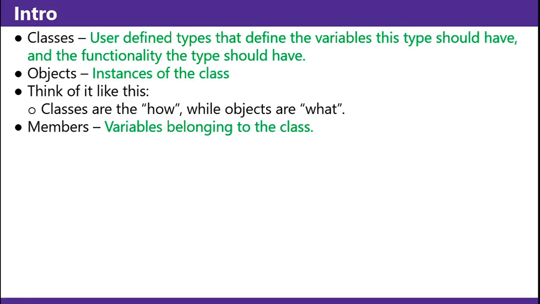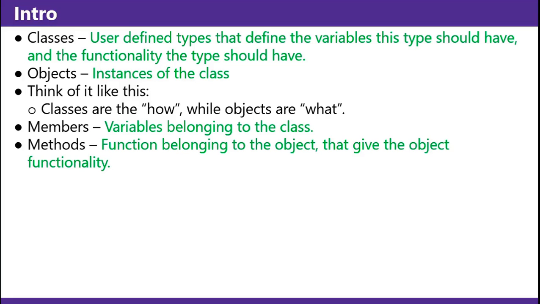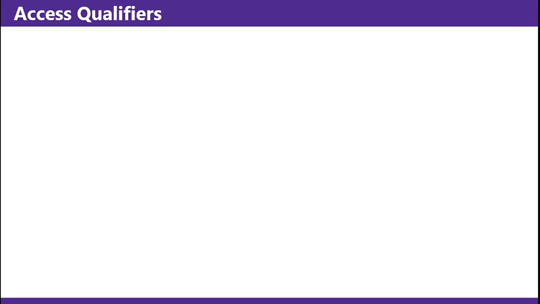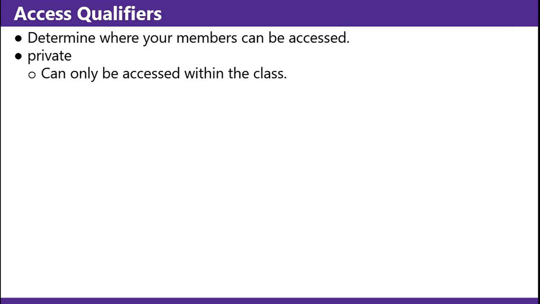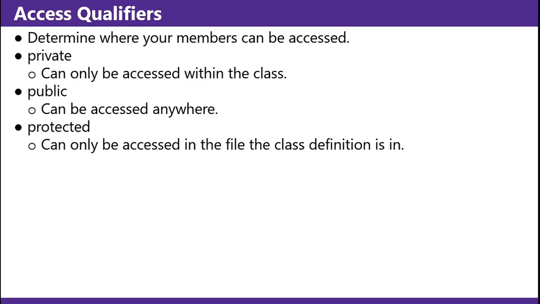Members: variables belonging to the class. Methods: functions belonging to the object that give the object its functionality. Access qualifiers determine where your members can be accessed. Private can only be accessed within the class. Public can be accessed anywhere. Protected can only be accessed in the file the class definition is in.